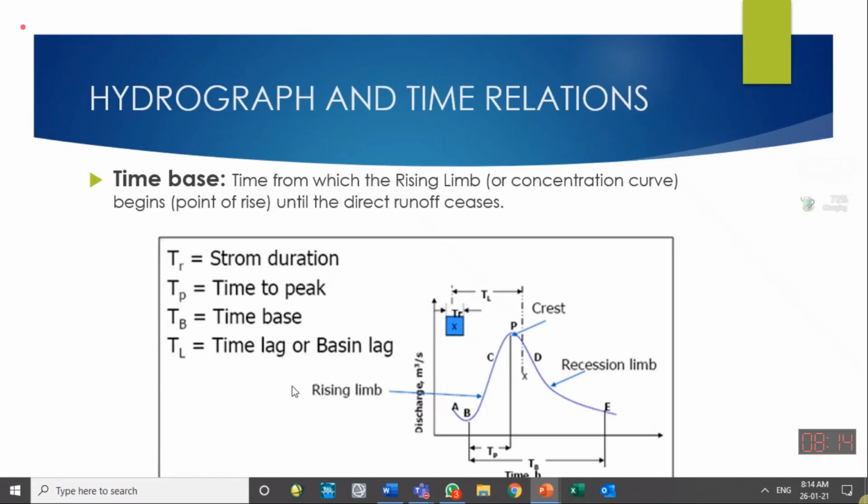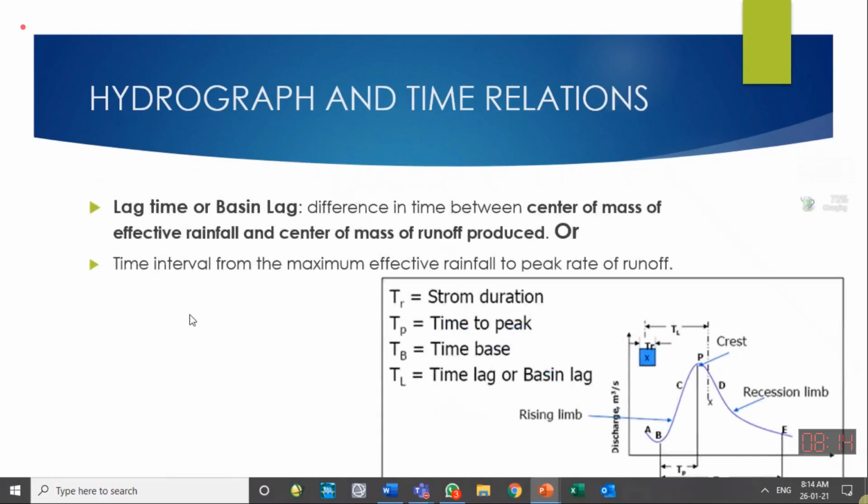So these are some of the definitions which will be used in the later part of this lecture. Lag time or basin lag is the difference in time between the center of mass of effective rainfall and the center of mass of the runoff produced. Keep in mind, it is not necessarily the center of the TR. It may be at the center of the TR if the rain intensity is constant, uniform.